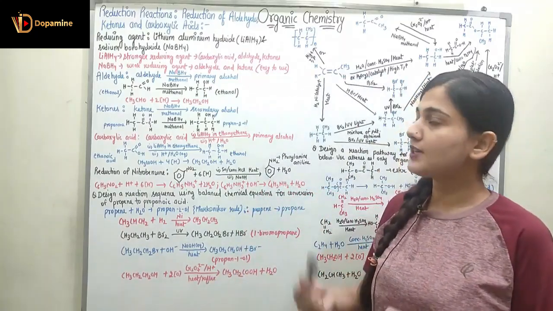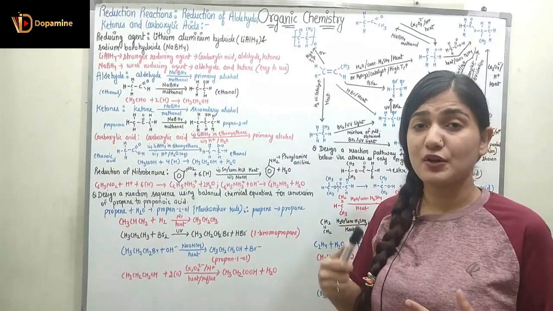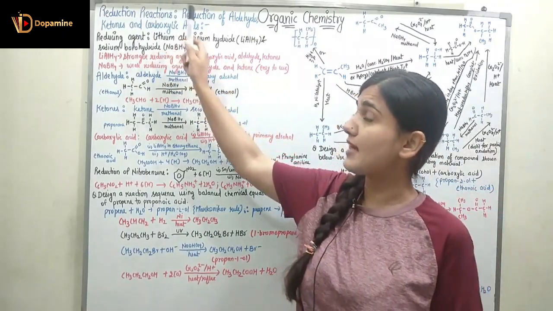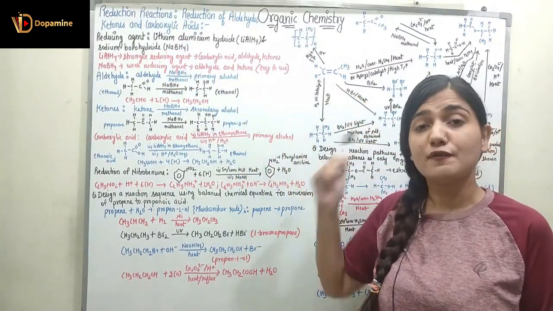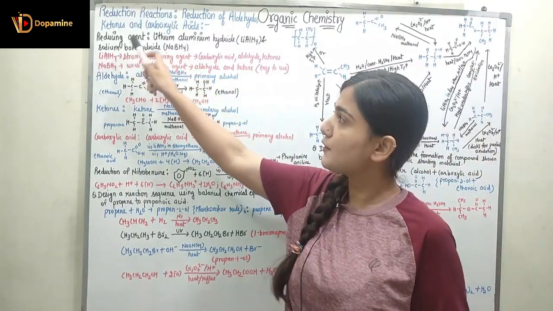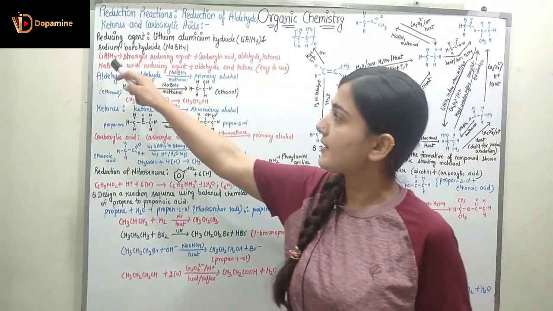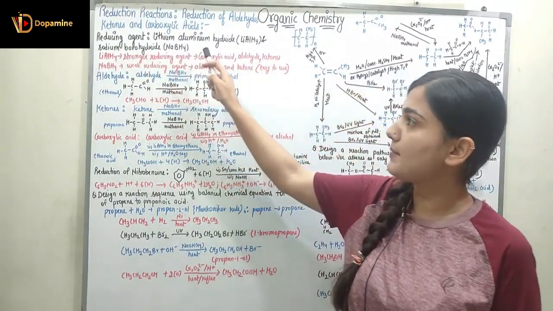So today we are going to start our discussion with the reduction reactions. We are going to see the reduction of aldehydes, the reduction of ketones as well as the carboxylic acids. For that we should have the reducing agents, right? So what are the various reducing agents? First is lithium aluminium hydride LiAlH4 and second is sodium borohydride NaBH4.